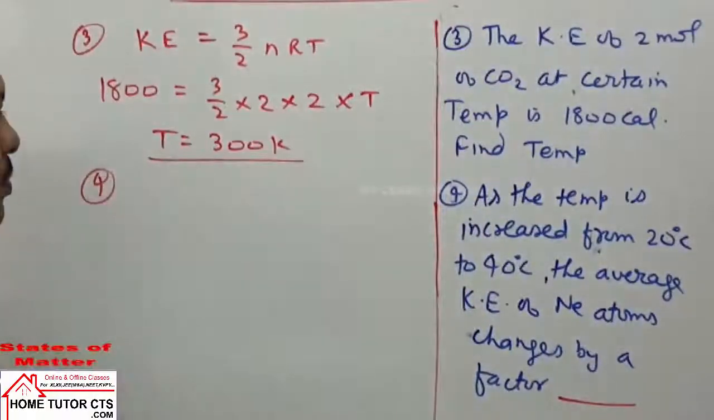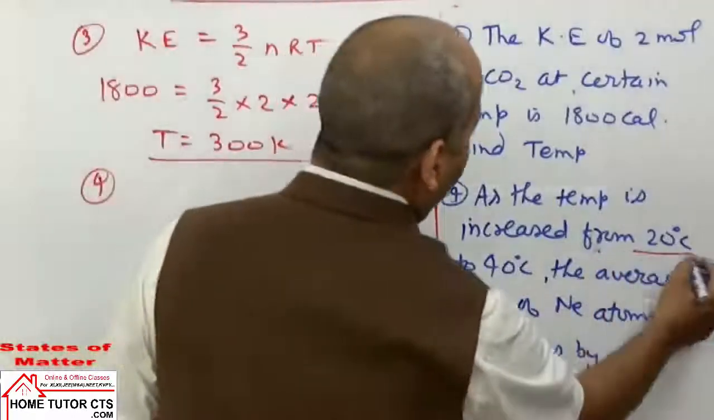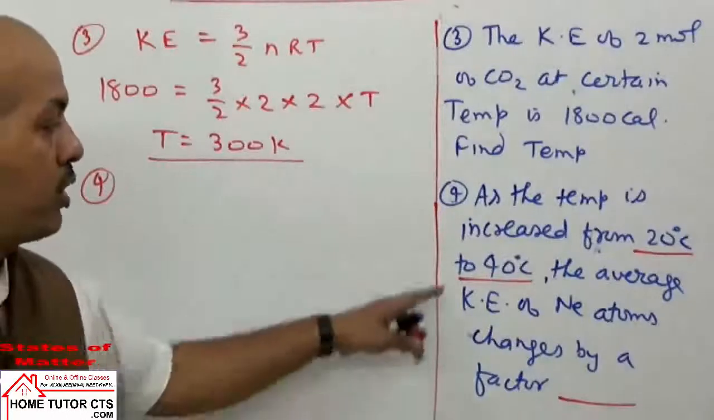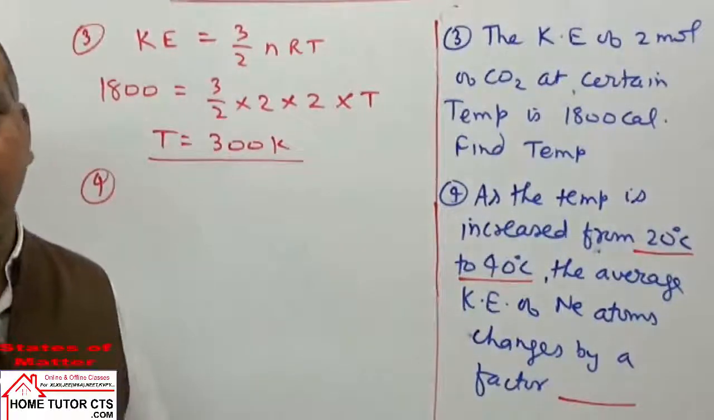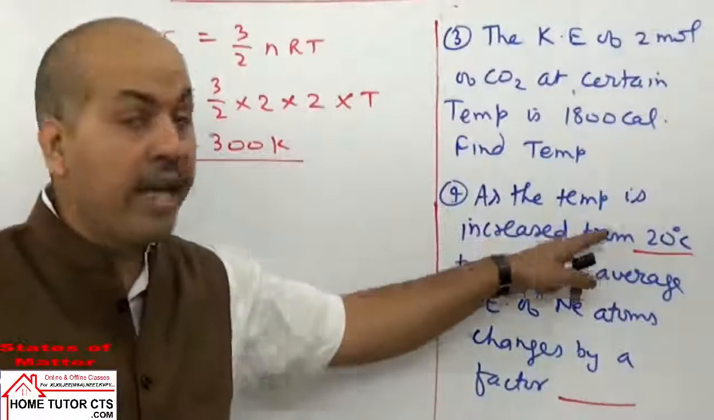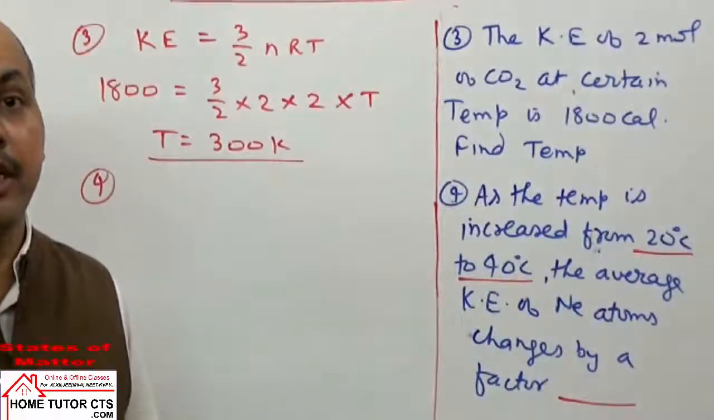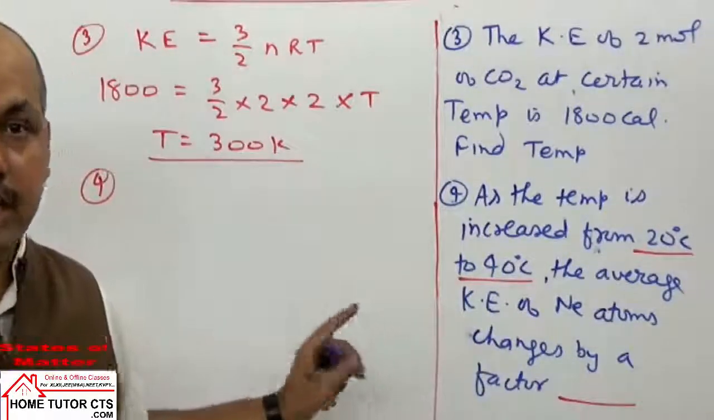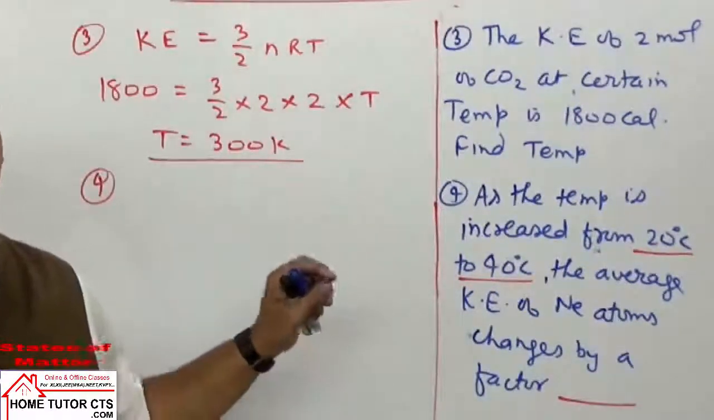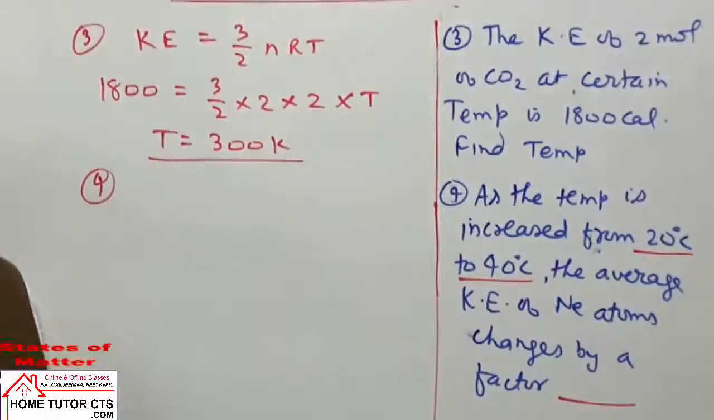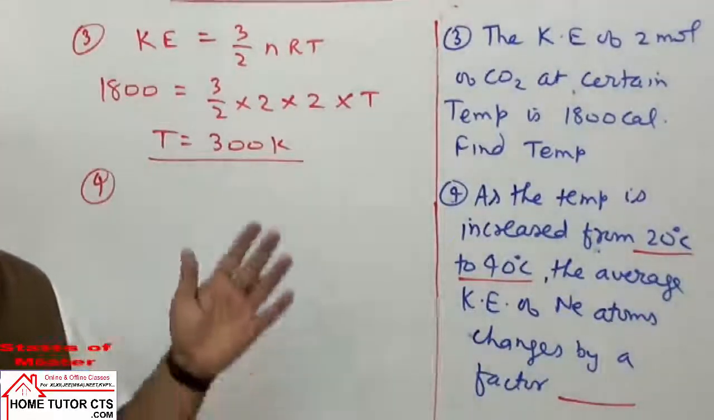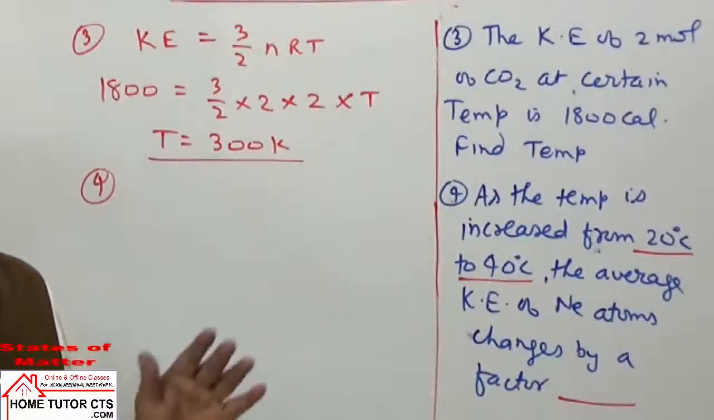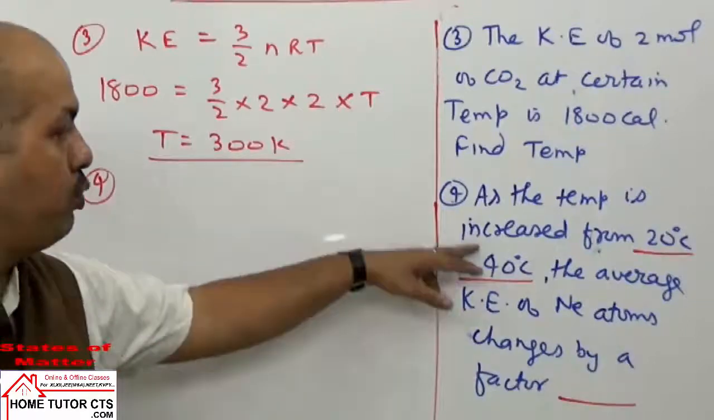Then 4th question, as the temperature is increased from 20 to 40, it is doubled. So what should happen to kinetic energy? Double? No. It is not the temperature in Kelvin scale. Remember, when temperature increases in Kelvin scale, double, then we can say this point is correct. It is Celsius scale. We told you that kinetic energy of gas molecules is directly proportional to absolute temperature, meaning we take temperature in Kelvin scale. So we can use that point here.